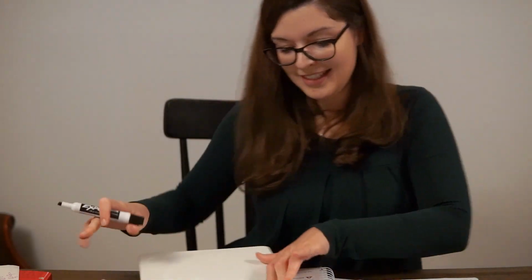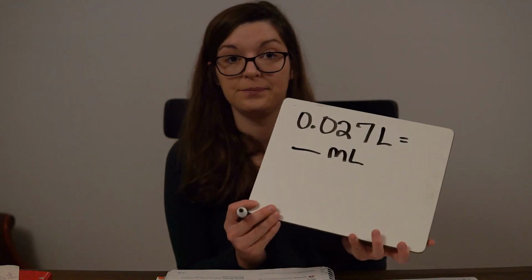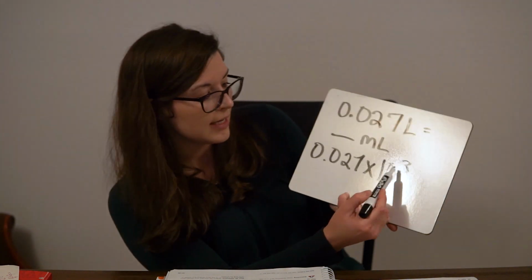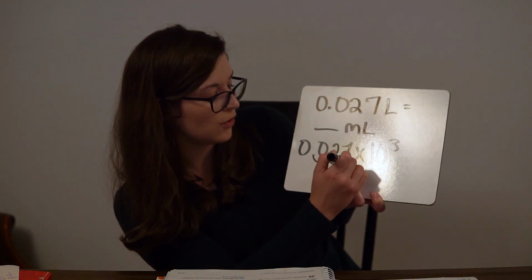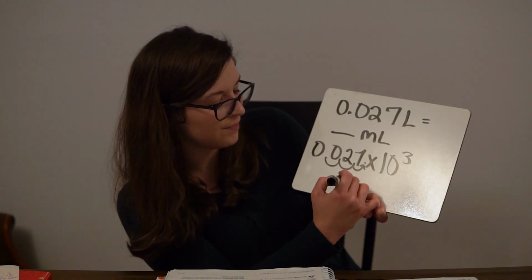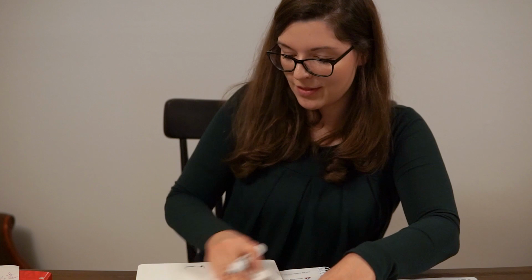Okay, 2 more. Number 7. 27 10,000ths liters equals blank milliliters. Okay, we're going from big to small. What are we going to do? Multiply. 27 10,000ths times 1,000, or 10 to the third. 10 to the third means we're going to move to the right, right? 1, 2, 3 times. That's the number 3. So our answer is now 27 milliliters. Okay, last one I'm working with you, then you're on your own.